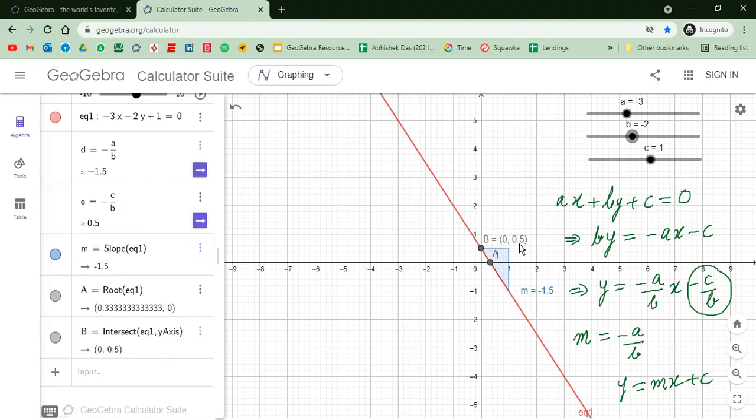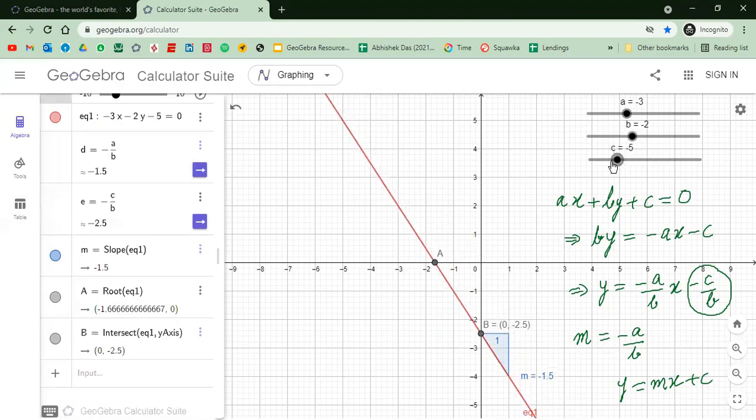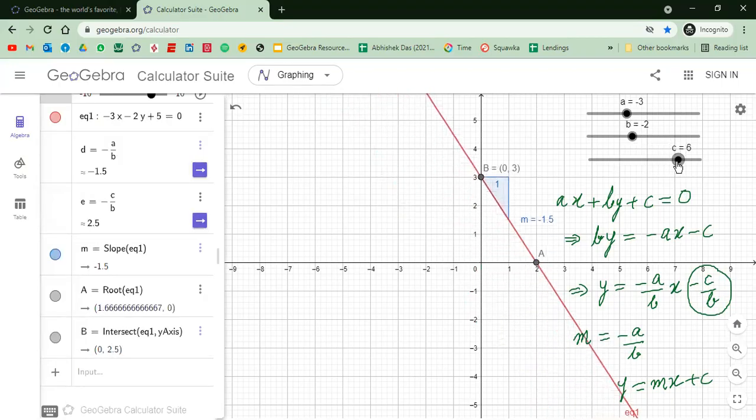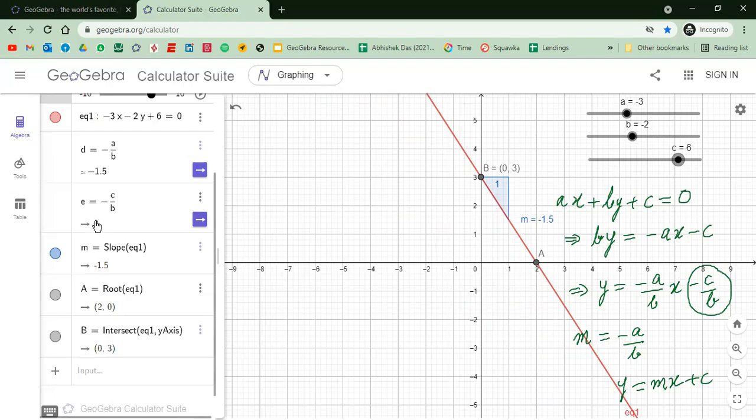Let's look at the y-intercept. The y-intercept is 0, 0.5. So e out here, which is minus c upon b, as we say, the y-intercept, is also 0.5. As I increase c or decrease c, you can see the y-intercept is changing here. It is 0, 3. So 3 is the y-intercept. You can see it is out here. All right. So this is how the general form works.